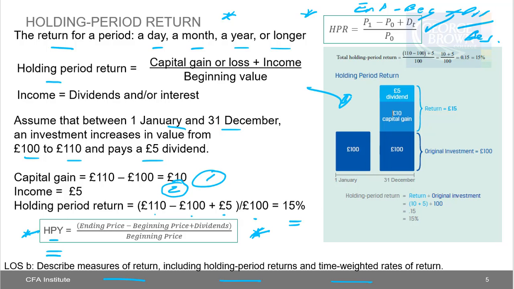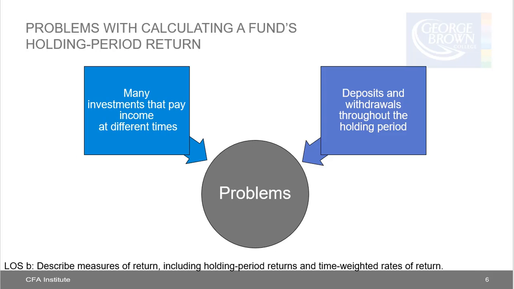Nice little graphic in the textbook. Here was your starting £100 on the 1st of January, 31st December, you sell it. Your original investment was 100. You had the £10 capital gain because the stock was at £110, plus you had the £5 dividend. So your total return, ending minus beginning plus the dividend divided by beginning, 15% holding period return. Okay, hopefully that example for the stock was pretty easy to understand. The holding period return, ending minus beginning plus the dividend divided by beginning.